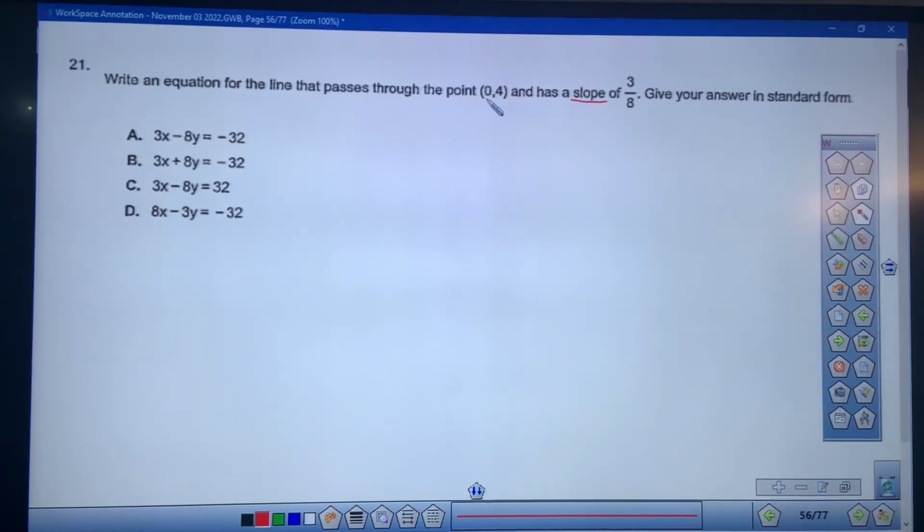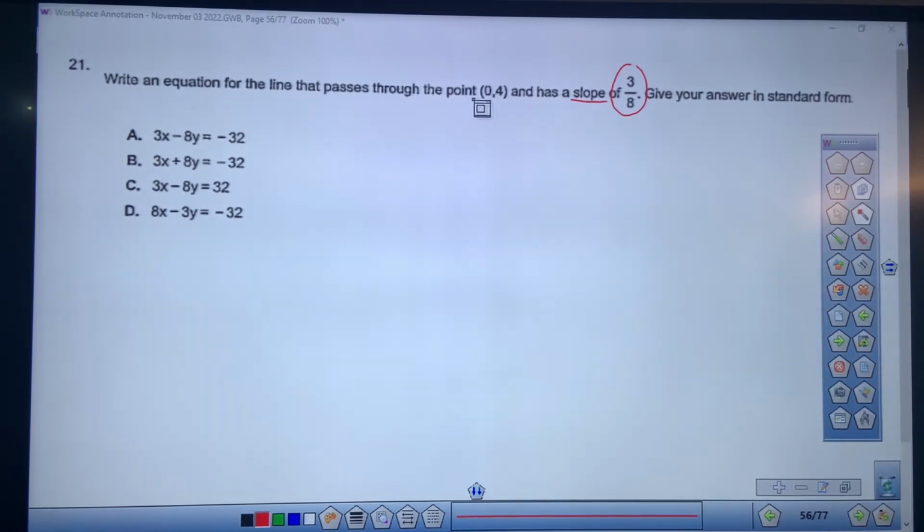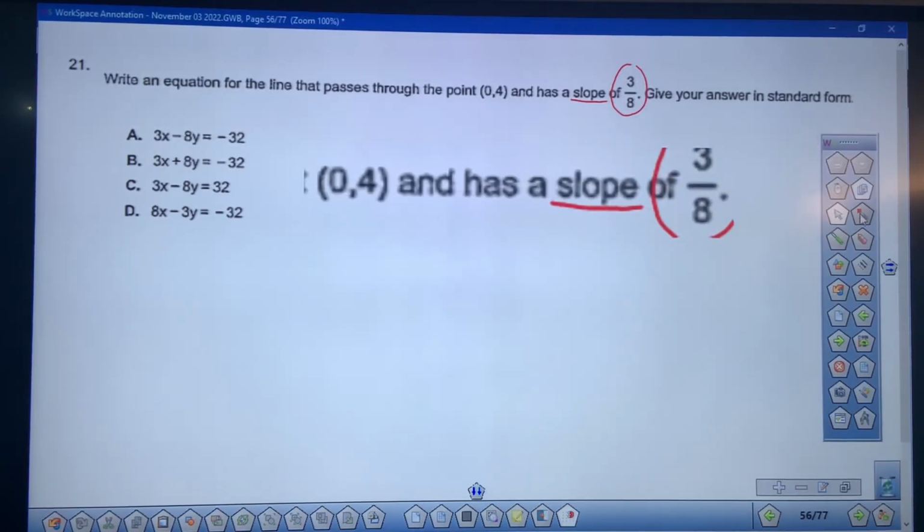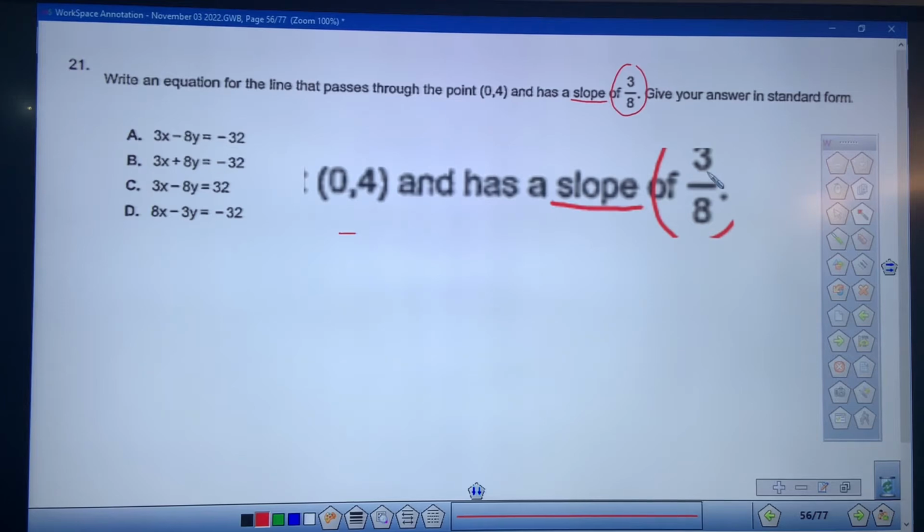Slope of 3/8 going through 0, 4. There's a little trick you can do. See how that's a positive slope? So you put a minus sign under the 0, 4. I like to put a minus sign under the 0, 4 if that's positive. And then this 3 turns into a 3x. This 8 turns into an 8y. And I have to see what it equals.